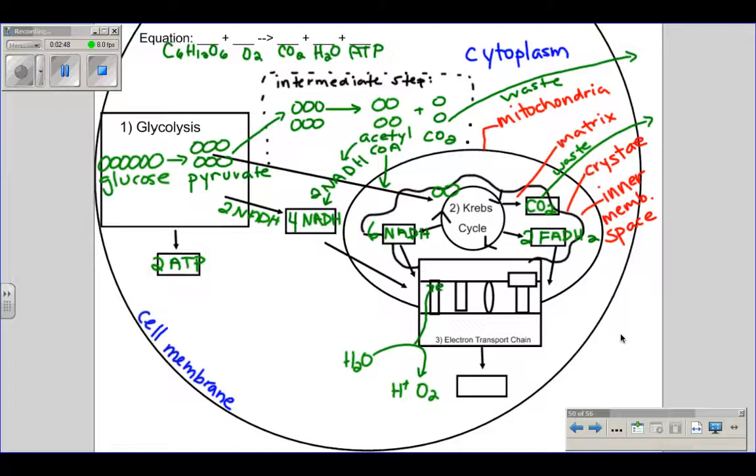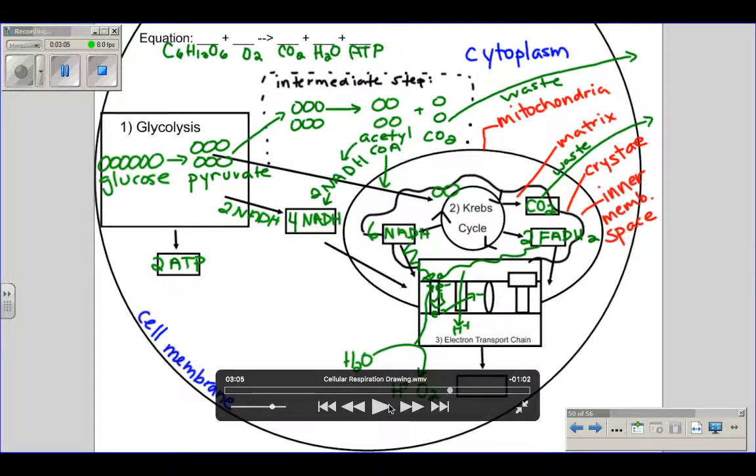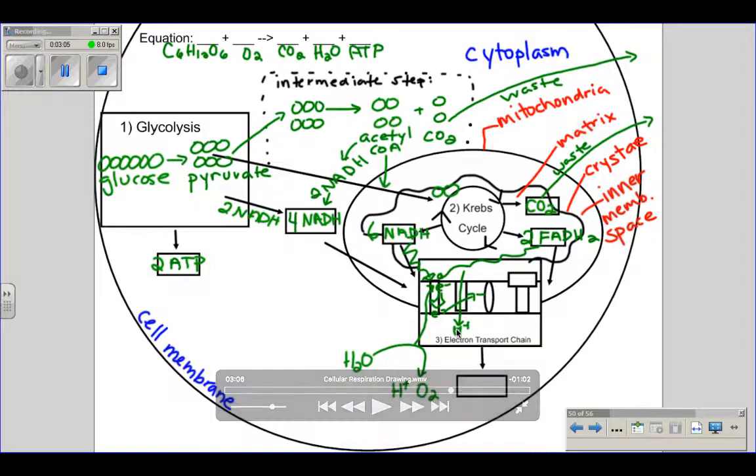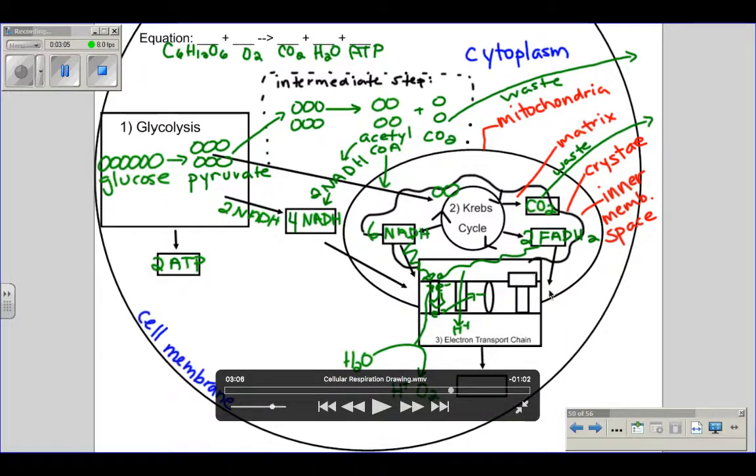So we're going to take the electron, and it's going to be energized by NADH and FADH2, which pump it up and get it ready to go. Once it's energized, it's going to shoot across the membrane protein. It's going to allow the membrane protein to open. Every time the membrane protein opens, it allows a hydrogen ion to go into the inner membrane space.